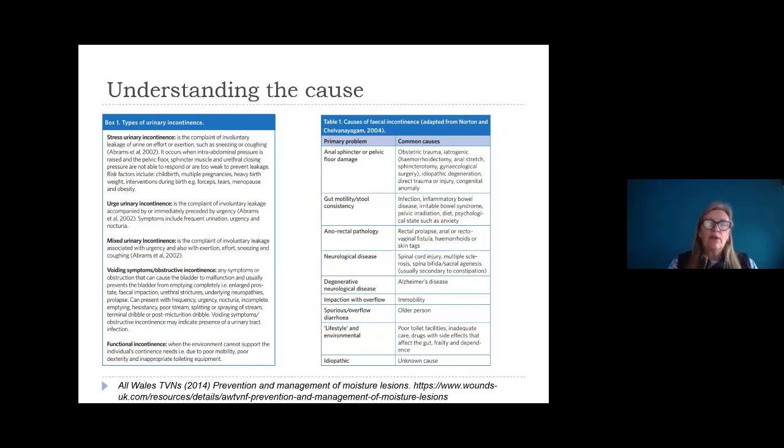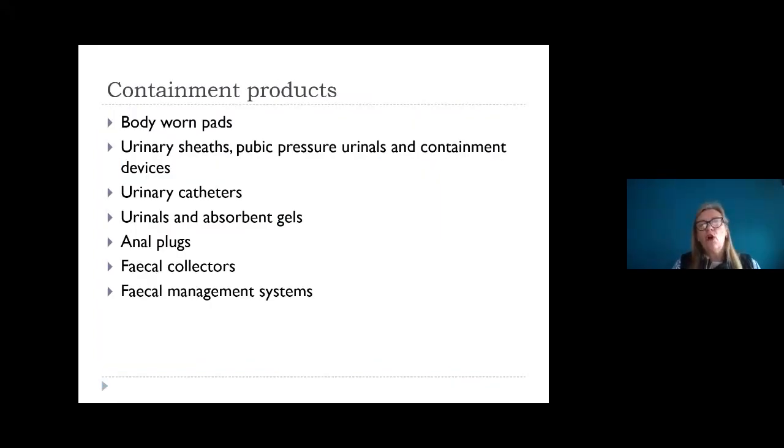So if we can understand the cause, we can start to think about how we manage those things. So rather than just jumping to the pads, which we will probably still need to do as well, think about what you can do. Can you manage that constipation? What can you do about pelvic damage or improving pelvic floor muscles? But what we most commonly see is the use of containment products. So there's a whole range of things. We see patients using body-worn pads, like the pull-on knickers or the pads in the bed. These, in my personal opinion, are used too often in hospital. We see them used quite often just in case, because the patient's in hospital or because the patient's anxious or the ward is busy. And I think we really need to think carefully about what message that gives, particularly to older patients, because it becomes a habit that's very difficult to get out of.